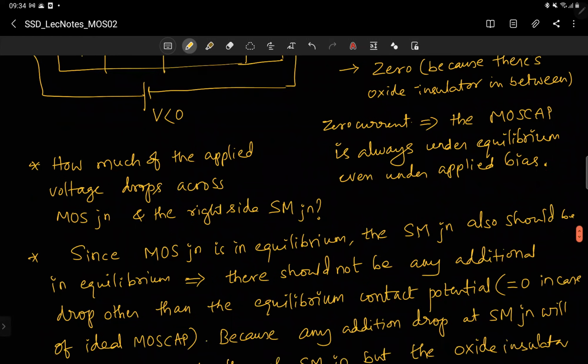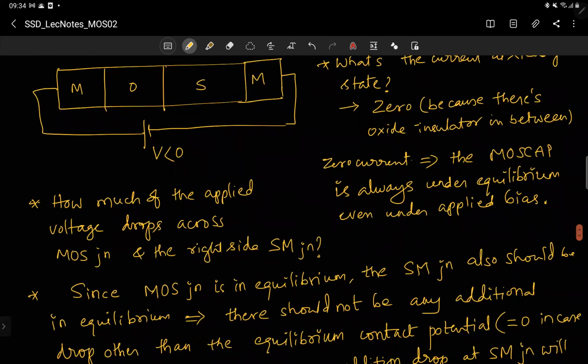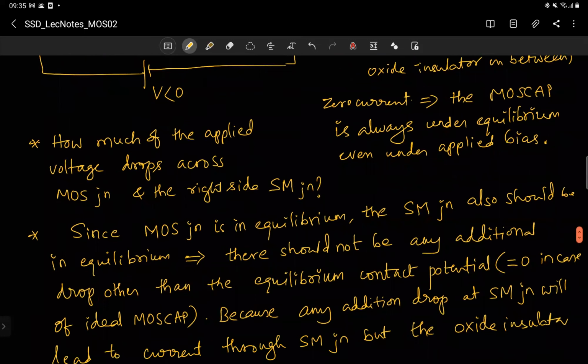Because we know that any junction in equilibrium has a contact potential, and current will flow through the junction only if you apply a bias or something that disturbs the potential drop across the barrier. Then it will be different from the contact potential, which is what we have seen in the PN junction. So there should not be any additional drop other than the equilibrium contact potential. Here in this case it is 0, because we have considered an ideal MOSCAP. So phi_ms is 0, so the contact potential is 0.